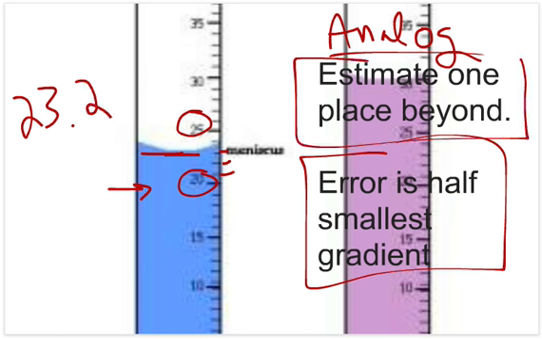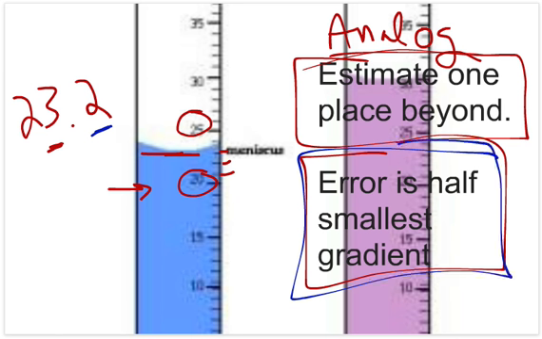Again, that's what this rule is saying. Estimate one place beyond the scale. The scale goes to the one place. I estimate to the 10th. Now my error is half the smallest gradient, or half the smallest place that you can measure to.